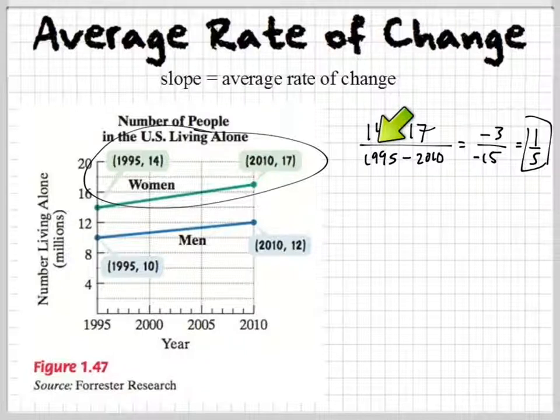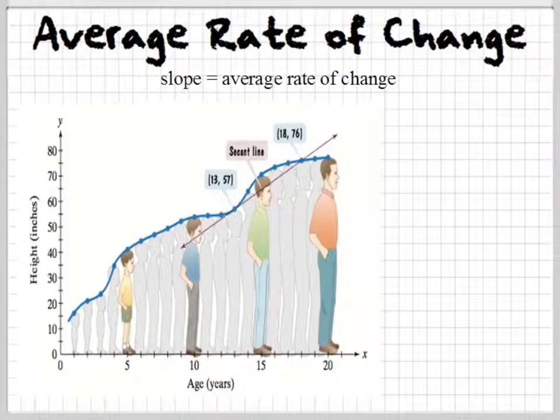Now, does it matter if I put the 14 and the 1995 first, or the 17 and the 2010 first? No, it doesn't matter. You will get the same thing, whichever one you put first. But what if you have something like this, where it's a curve?